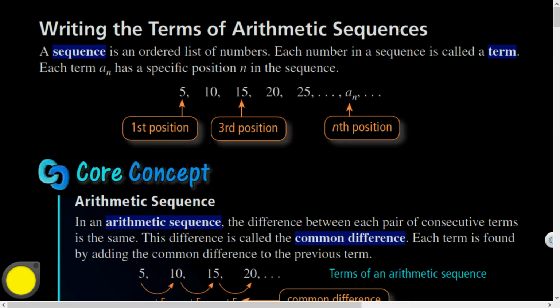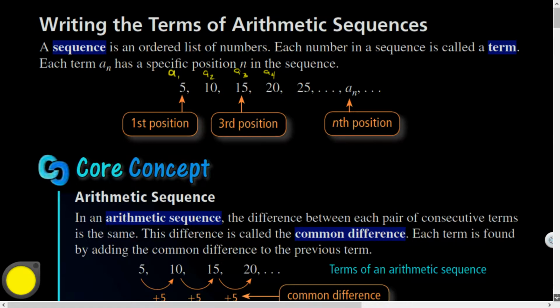So each number in a sequence is called a term. Each term a sub n has a specific position n in the sequence. So I could call this a sub 1, this could be a sub 2, this could be a sub 3, a sub 4. The little subscript just refers to its location in the list.